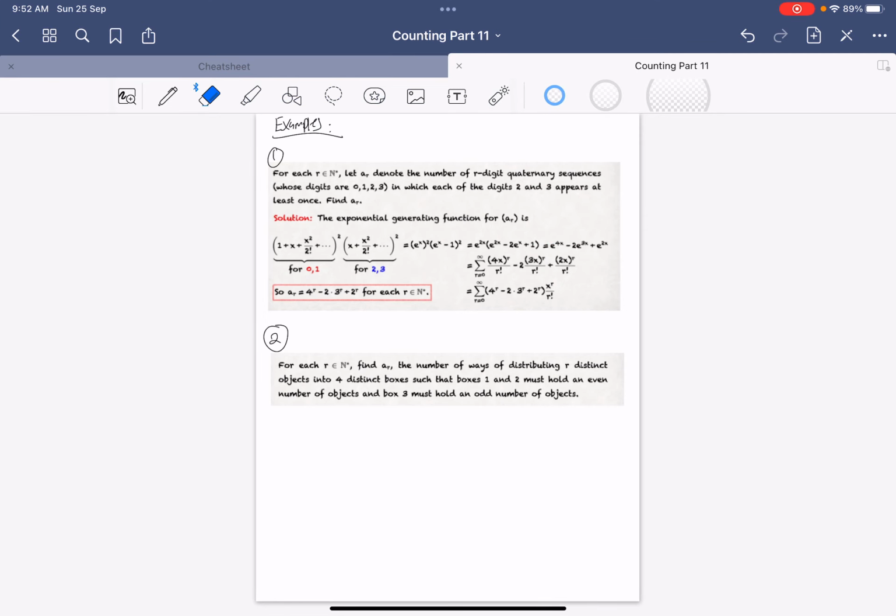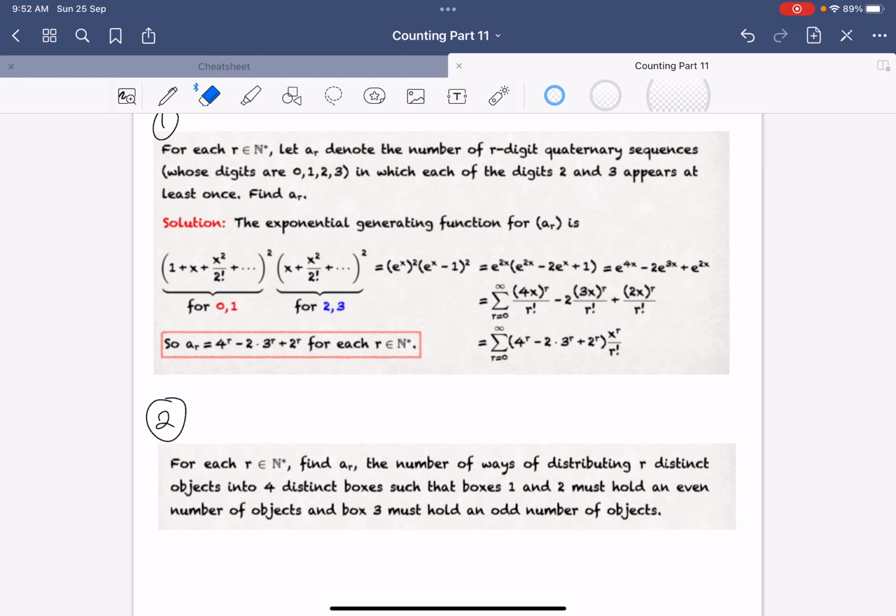An example will be like earlier, where now we want AR to be the number of r-digit quaternary, so 4 digits, 4 types of digits: 0, 1, 2, 3, and we have an r-length digit number. And then if we put in conditions such as the digits 2 and 3 each appear at least once, it makes it very hard to do a combinatorics proof because there are many cases to consider, such as 2 appearing, and because it's r digits, it's quite arbitrary.